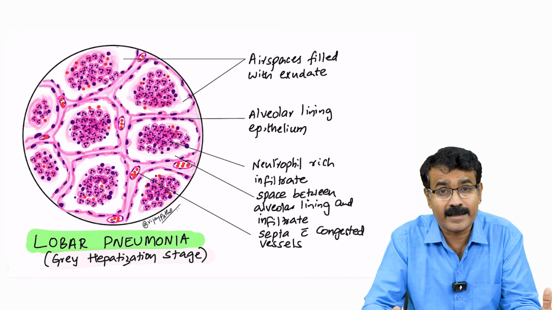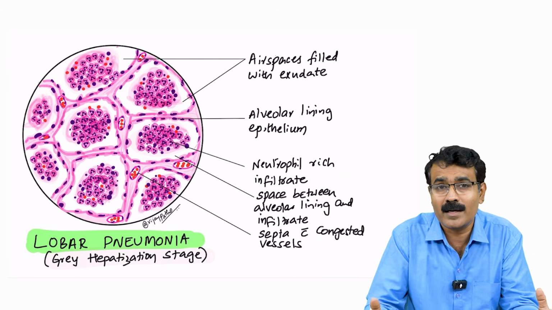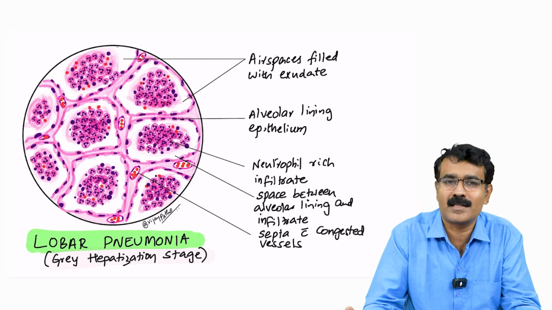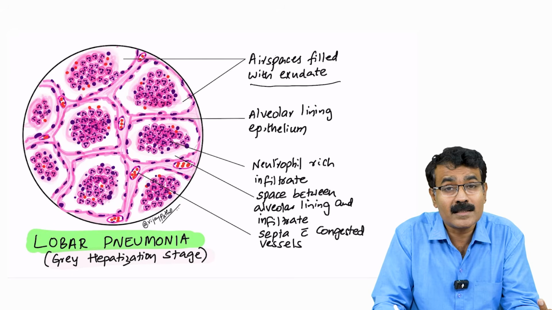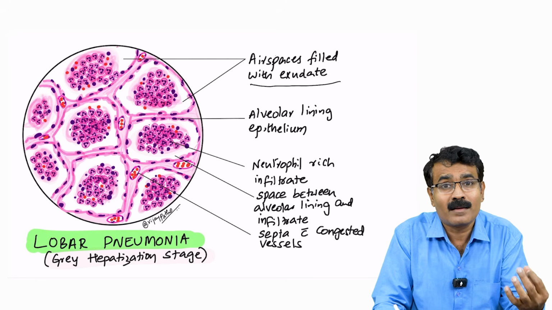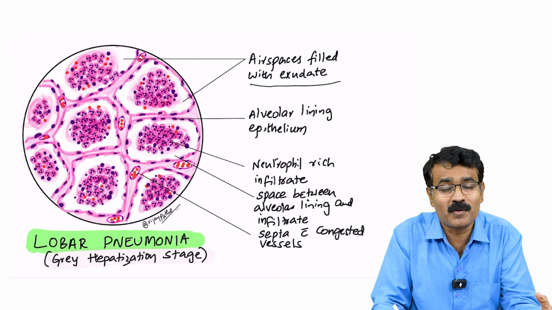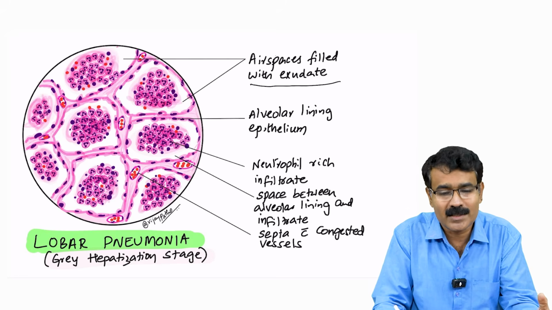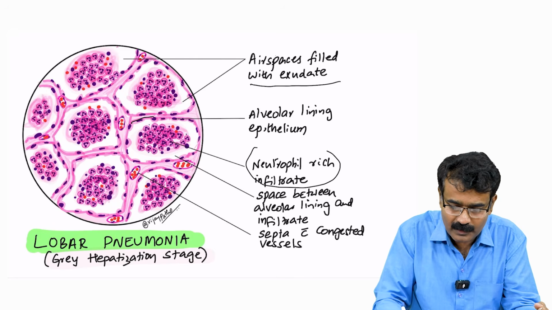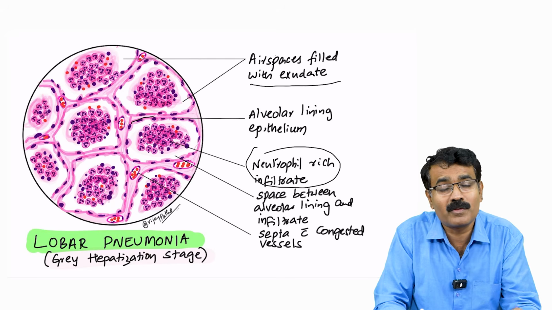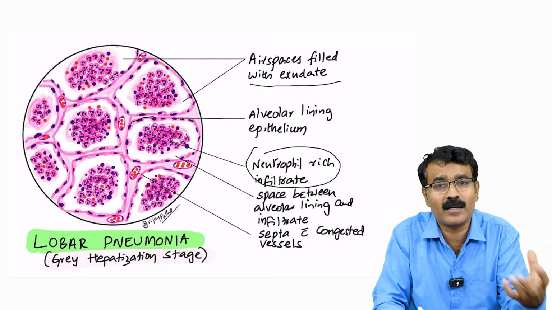So if you want to illustrate, as I told you, what you will get is most often the stage of gray hepatization, where you need to demonstrate that the air spaces are filled with exudate. Exudate meaning collection of neutrophils, and also along with exudate you also should see macrophages. Okay, this is the alveolar lining epithelium. You can find the neutrophil rich exudate. Along with neutrophils you also see histiocytes or macrophages.